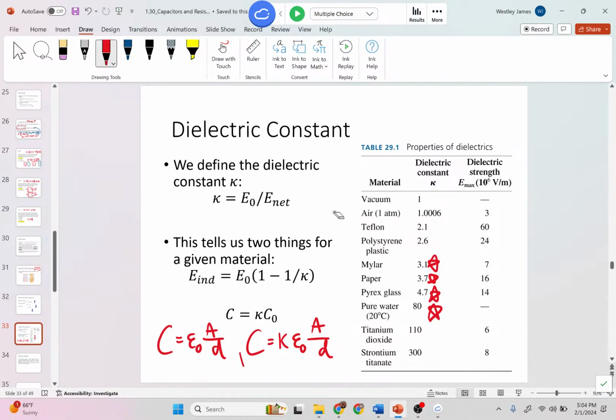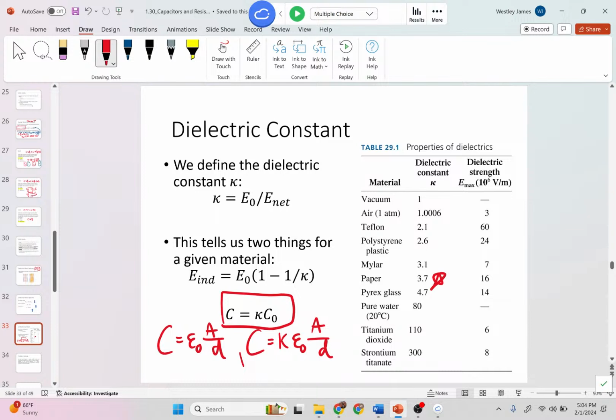Fun fact, pure water is an insulator. The only reason water conducts electricity is because it dissolves a bunch of ions in it. Your blood is very conductive because it's got a bunch of minerals in it. We'll talk about that eventually. But if you put pure, deionized water between the plates, it makes your capacitance 80 times larger. If I put a piece of paper between those plates, it makes it 3.7 times larger. So it's very simple math. Take your normal equation, and just multiply it by the dielectric constant.